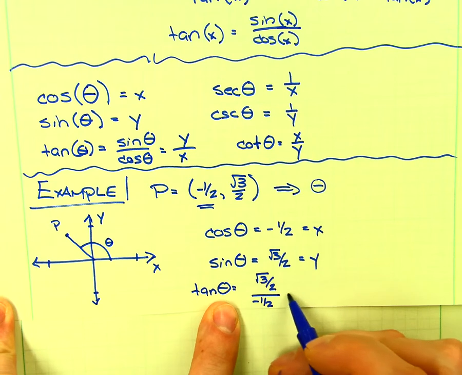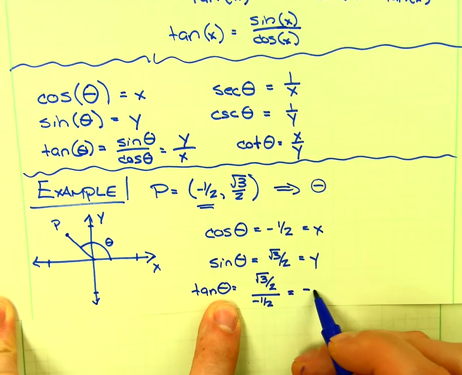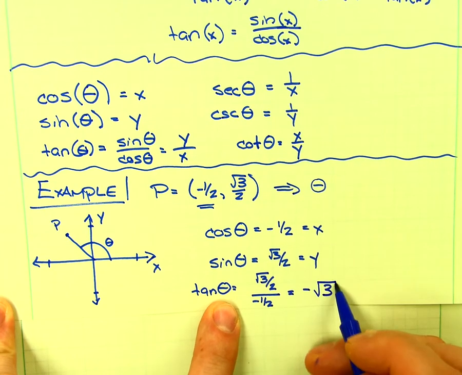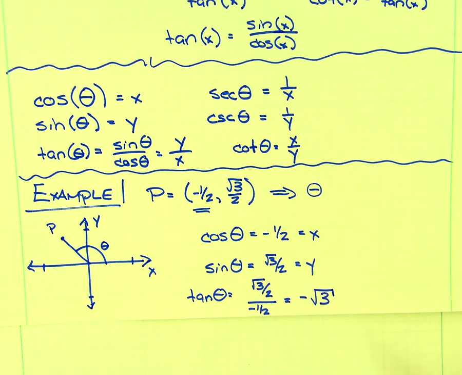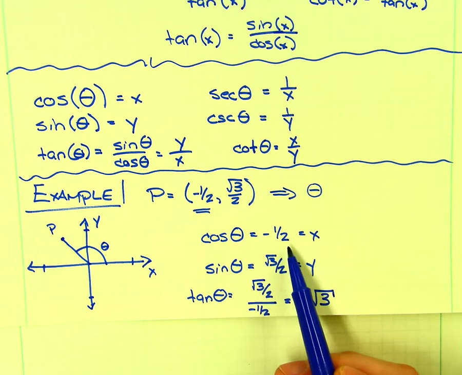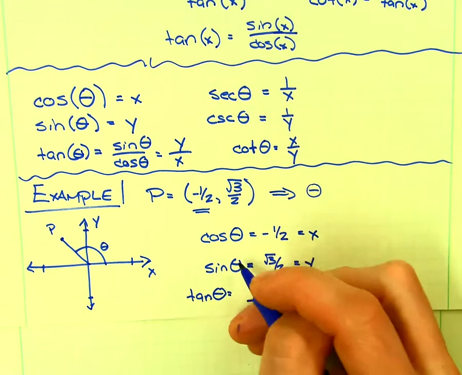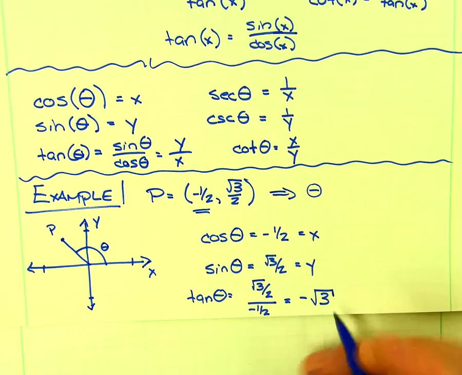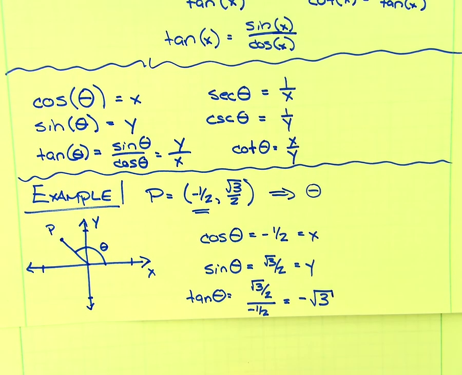I'm just going to multiply it by -2. Basically, this just becomes negative square root of 3. So this is the relationship that I'm looking for. The cosine of theta is -1/2. Sine of theta is equal to root 3 over 2. Tangent of theta is negative root 3.